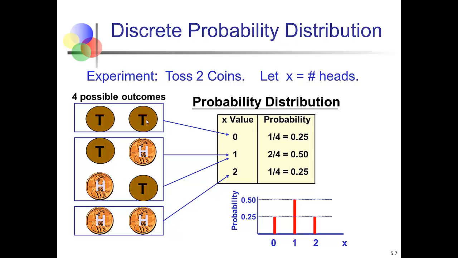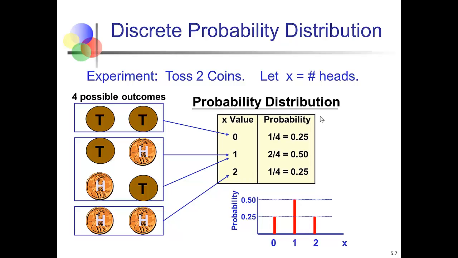So if we count this up, there are no heads here. That's our x value of 0. There's 1 head in this case and 1 head in this case. The random variable's value is 1, and there are 2 ways that that happens. Here we have 2 heads. That would be the random variable's value of 2, and there's only 1 way that that occurs. There are 4 possible outcomes, so there's a 1/4 chance of getting no heads, a 2/4 chance of getting 1 head, and a 1/4 chance of getting 2 heads.